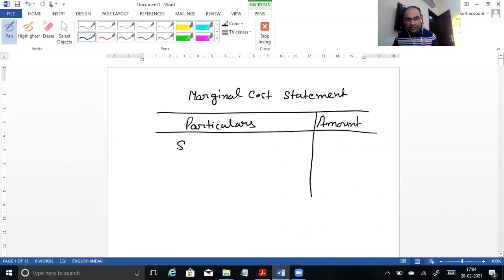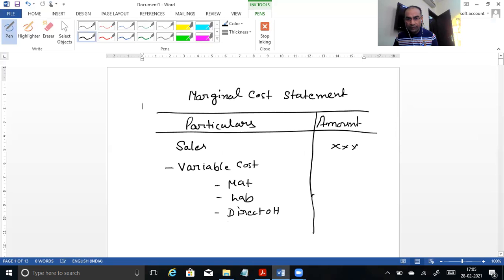So first of all, we write sales. Now it can be sales, it can be selling price per unit also. It depends upon the information given to us. Sales, we write here the amount. From sales, we subtract all of our variable costs. If they have given you the different elements of variable cost, for example, material, labor, direct overhead, then we can write it separately here. If they have not given, they have given a single figure for variable cost, then we will write it.